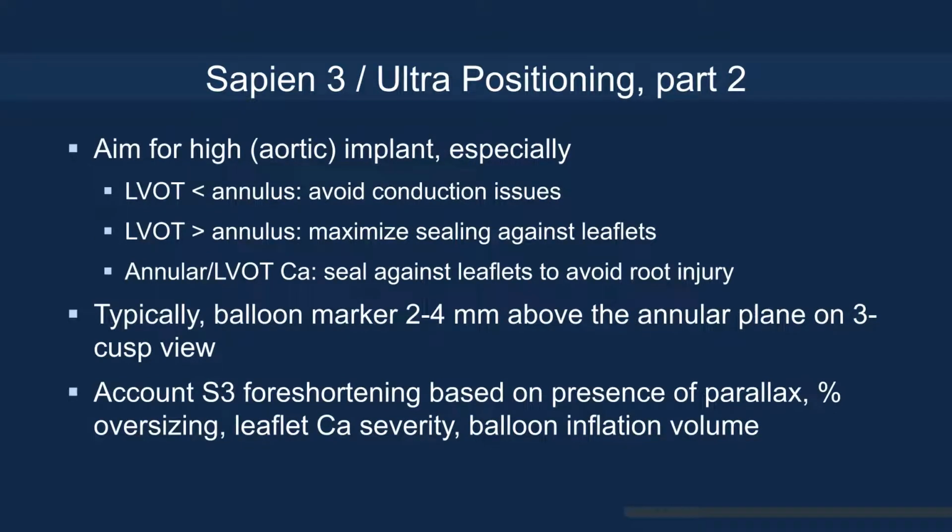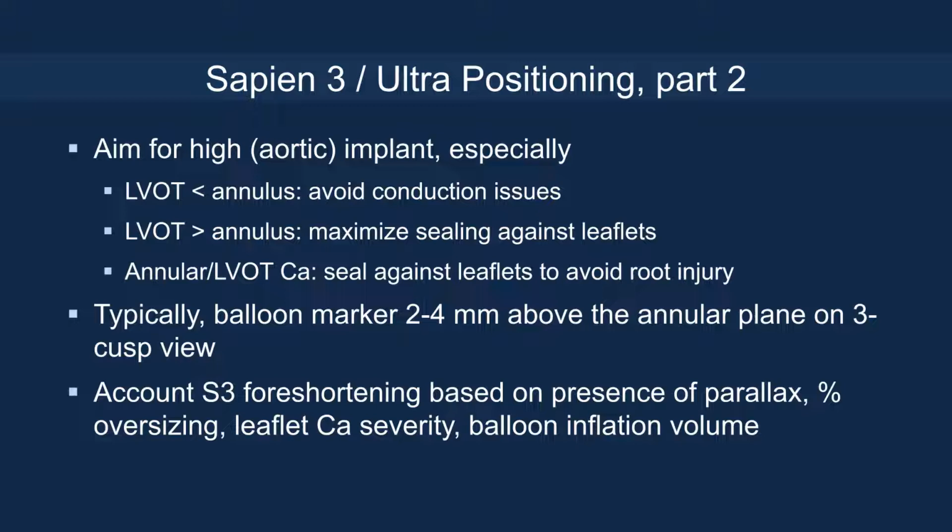Typically, we would like to aim for higher or aortic implant, especially when the LVOT is smaller than the annulus. You want to avoid conduction issues. If the LVOT is bigger than the annulus, then you want to implant more aortic to maximize the sealing against the aortic valve leaflets, because you're not going to be able to seal against the LVOT because it is larger. Now, in terms of annular LVOT calcium, you want to seal against the leaflet to avoid the aortic root injury.